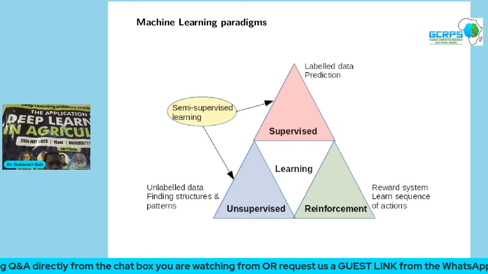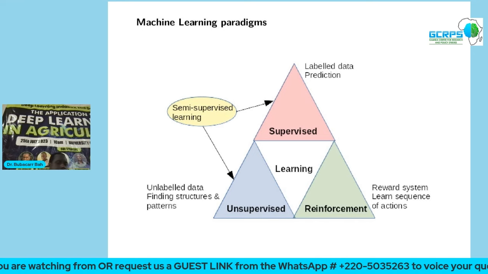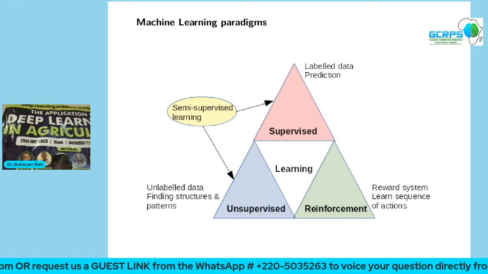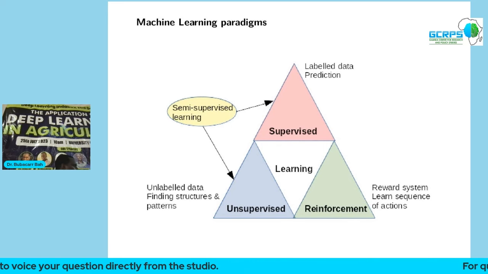There are no labels. I talked about reinforcement learning. This is where you don't actually have labels like in supervised learning, but you have enough domain knowledge that you can give reward systems. You can give a reward to the model you are training.